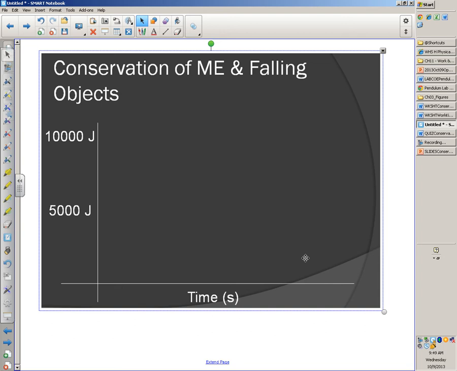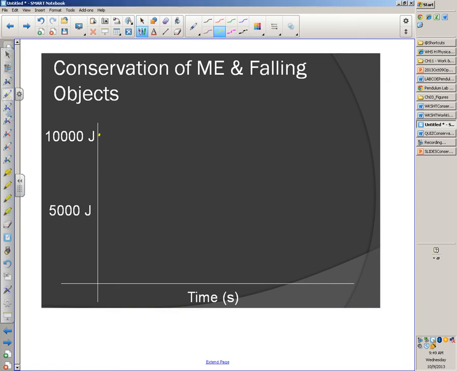What kind of energy did she start with? Potential gravitational, right? So I am going to use yellow to represent her potential gravitational energy. And it says that she starts here at 10,000, right? What about her kinetic energy, though? It's at 0, right? So I'm going to use red for kinetic energy. I'm going to start it down here at 0.